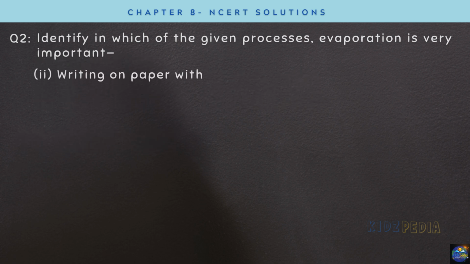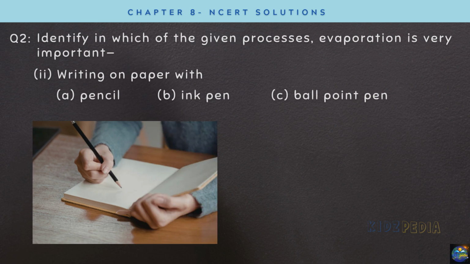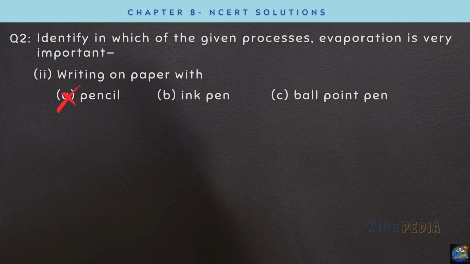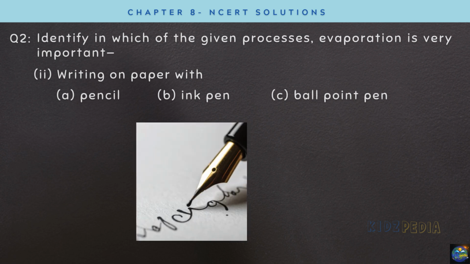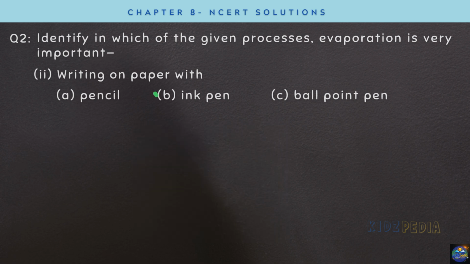Next one is writing on paper with pencil, ink pen and ballpoint pen. Pencil writing is made from graphite, which is a solid material. Since there is no liquid, evaporation does not take place. Option B, ink pen. Ink in an ink pen is liquid. After writing on the paper, the liquid part of the ink evaporates, leaving the color on the paper. Therefore, evaporation is important here.